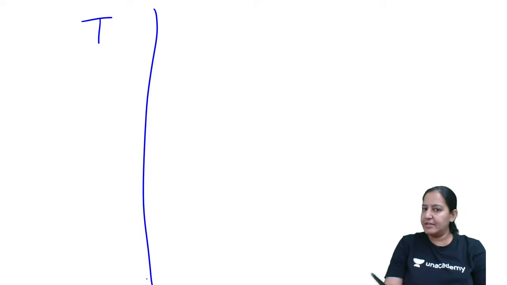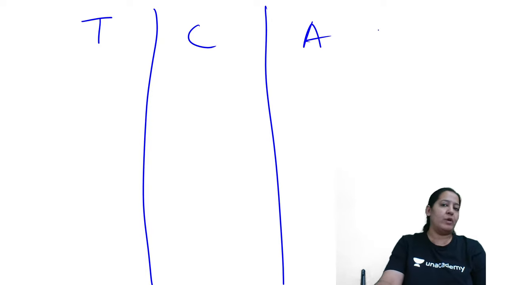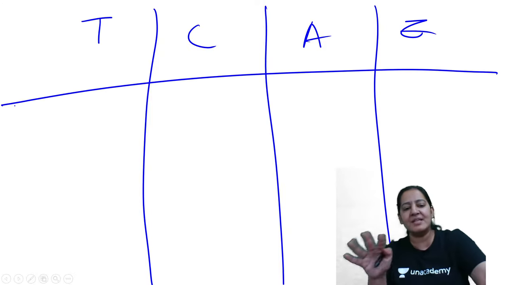The first chapter, tetracycline, is over, right? The second chapter, chloramphenicol, is over. Now I am teaching you the 3rd one, aminoglycoside. And 4th, I will teach you erythromycin or macrolide. So these are 4 protein synthesis inhibitors.